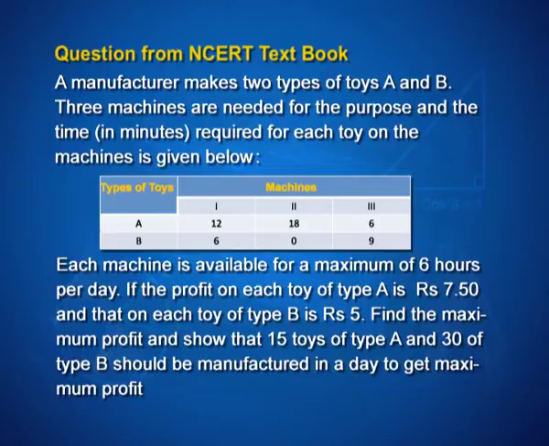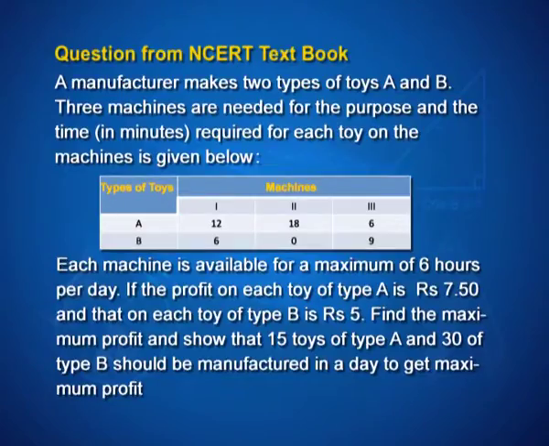So, on one toy of type A, rupees 7.50. So, if there are x numbers of toys of type A, then the profit is going to be 7.5 times x. To that, we add the profit on each toy of type B, but now I am assuming suppose I have y number of toys of type B, the profit will be 5y. That is how you would be able to get the objective function 7.5x plus 5 times y.